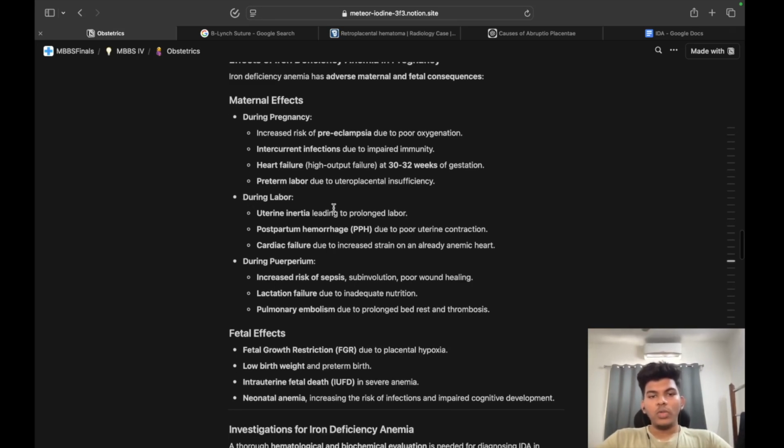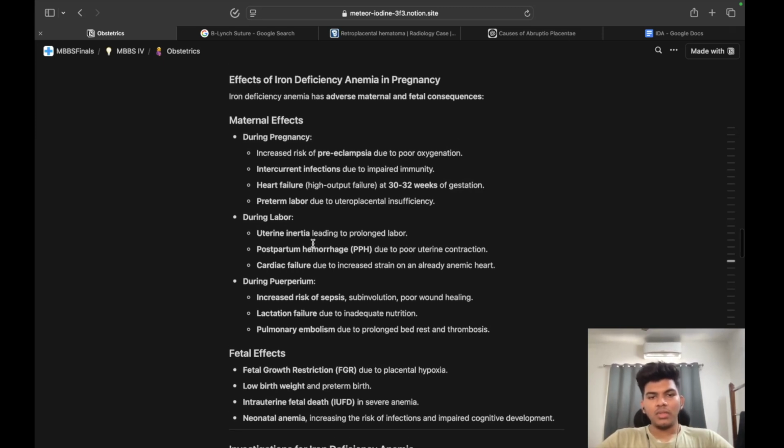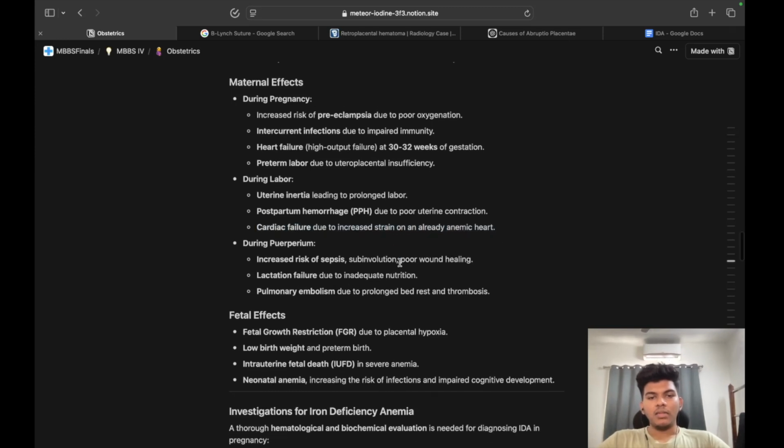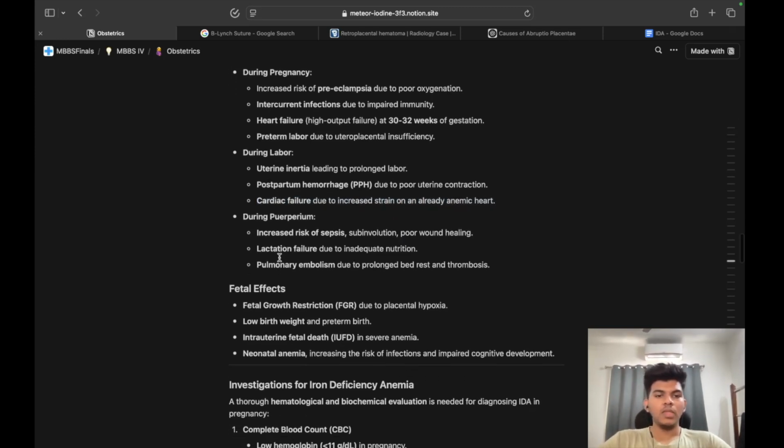During labor, uterine inertia leads to prolonged labor, secondary to ineffective blood oxygenation. Postpartum hemorrhage occurs due to poor uterine contraction. If there is poor uterine contraction, there is PPH, and if there is PPH, there is anemia, and anemia can cause poor uterine contraction. So both can support each other, a vicious cycle. Cardiac failure occurs due to increased strain on an already anemic heart. So that is during labor.